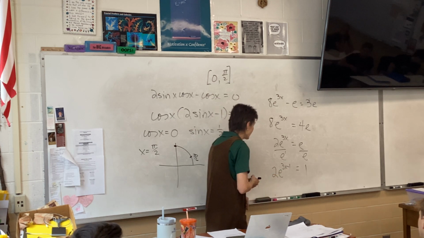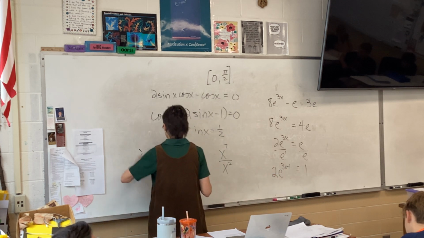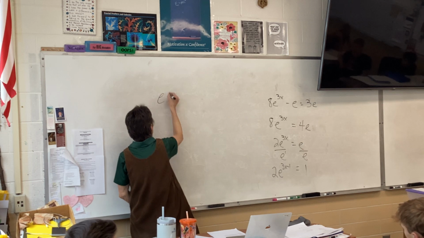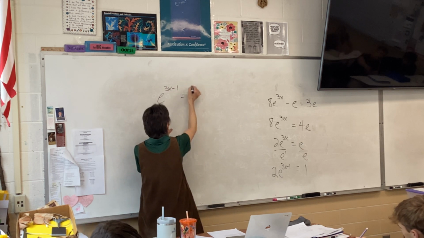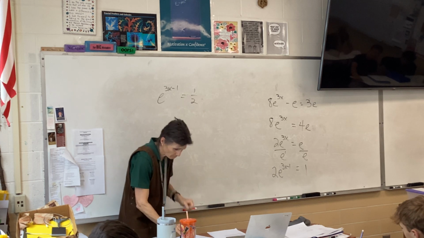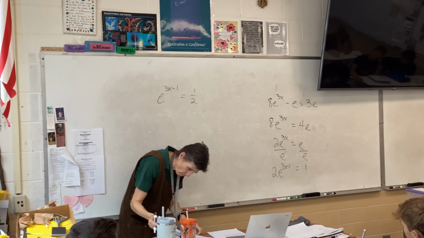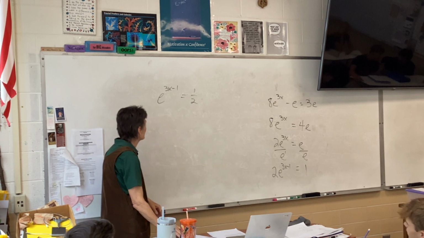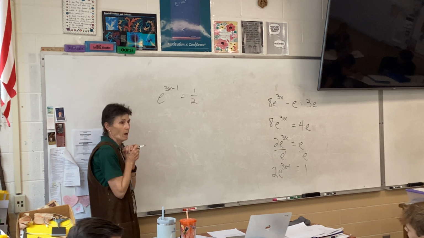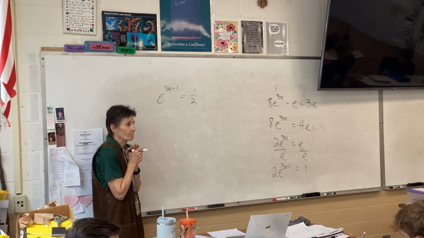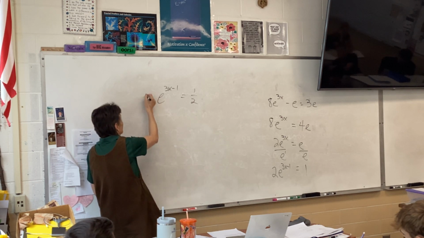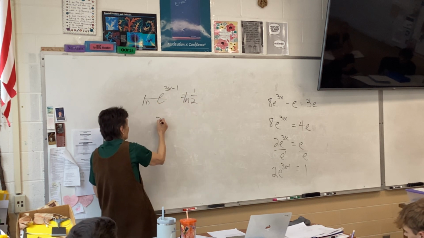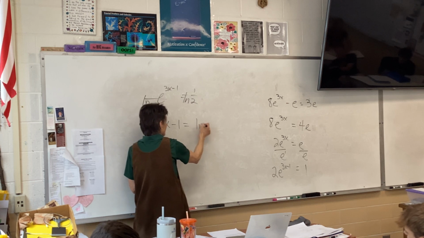All right, now I'm gonna go ahead and divide by that 2. So now I have e to the 3x minus 1 equals 1/2. Yeah, this is no calculator. Okay, now what? Now you're gonna ln both sides. And what happens over here? So 3x minus 1 equals ln 1/2.